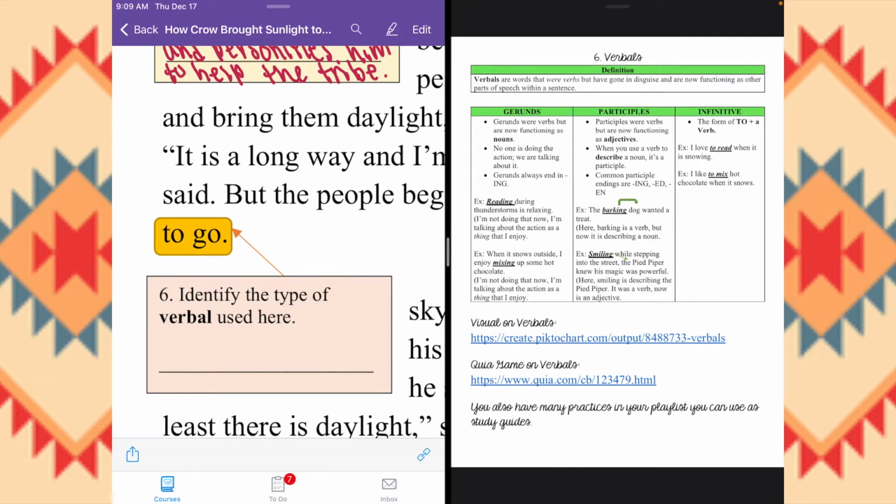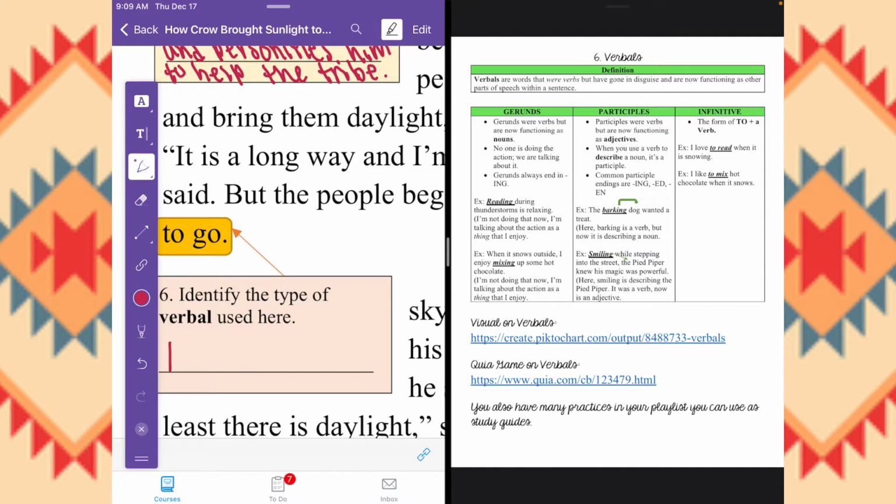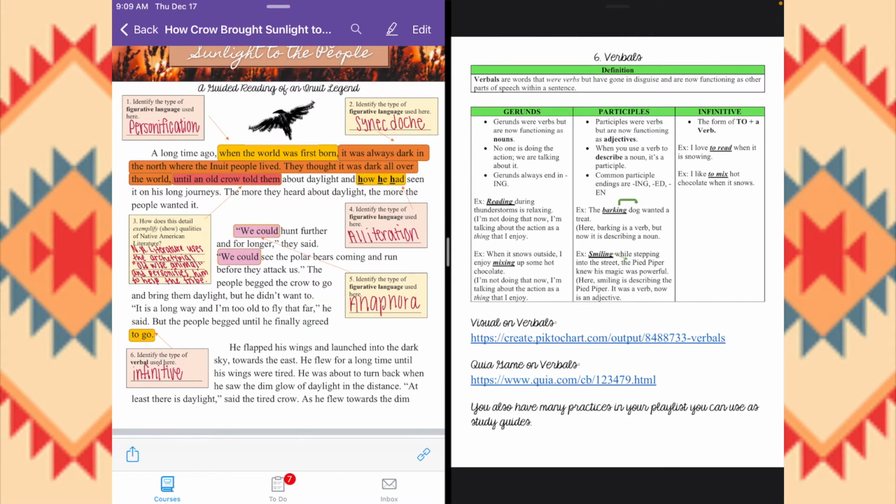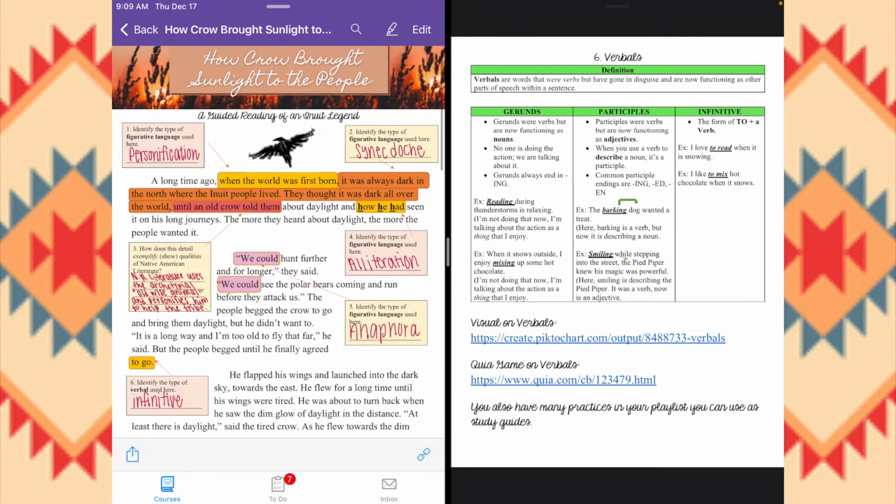This does not end in ing, so this can't be a gerund. Participles, they were verbs. They're now functioning as adjectives or descriptive words. Common endings, ing, ed, or en. So that won't work here. Or we have an infinitive, which is always to plus a verb. And here we do see that. Infinitive. Okay, so that's page 1. We're also going to do half of page 2 today as well.